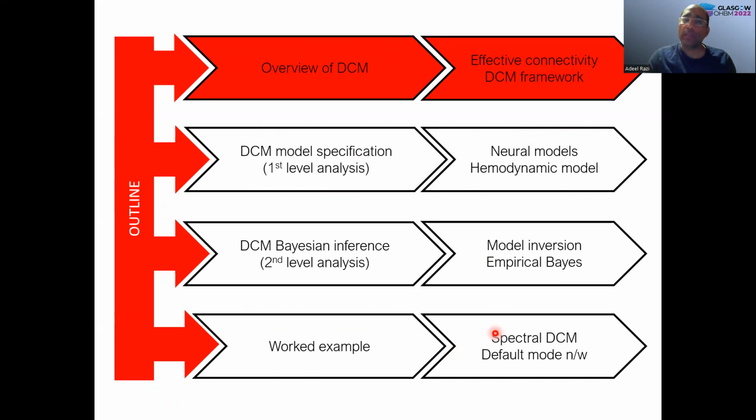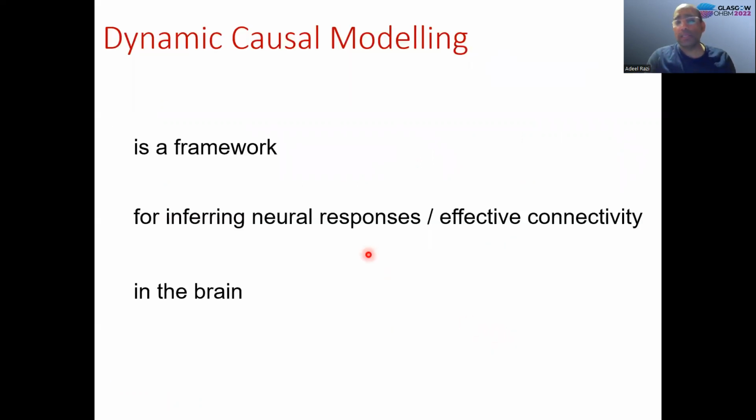Okay, so let's start with the DCM overview. So DCM is a Bayesian framework, and it is used for inferring effective connectivity in the brain. So this is how we define DCM. Importantly, we talk about the neural responses in the brain in this lecture, because there are certain applications of DCM which are outside, for example, for modeling COVID-19, and there is some recent work on modeling climate change even. So here we will only, of course, focus on modeling effective connectivity in the brain.